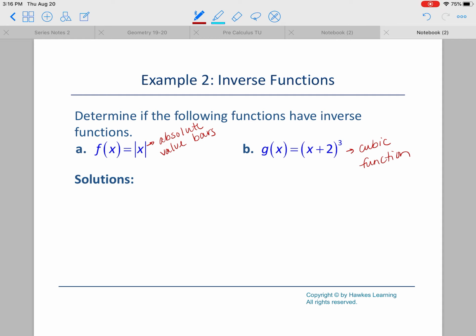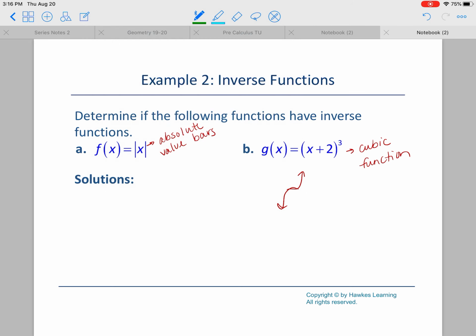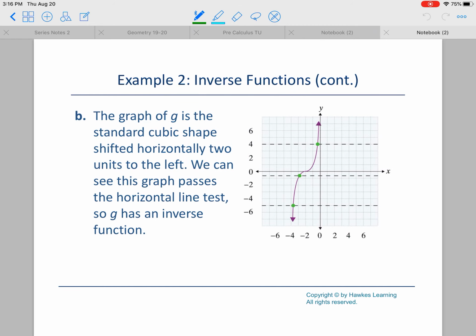Okay, which looks something like this on a graph. Remember this plus 2? If you remember your shifts, this plus 2 moves it left 2 spaces. So let's look at it on the graph. I've got it here on the graph.